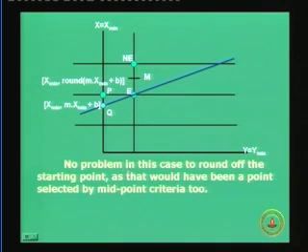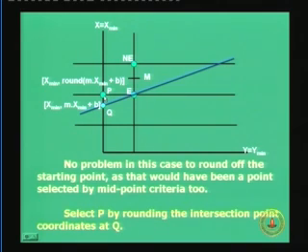It says that no problem in this case to round off the starting point, as that would have been a point selected by the midpoint criteria too. So P is selected. That's not a problem. But the next problem which comes is, yes, of course we select P. How to select P? It's very simple. Select P by rounding the intersection point coordinates at Q. So evaluate the y coordinate at point Q as given by m times x min plus b and round that function, it will give you P. So that's very straightforward.